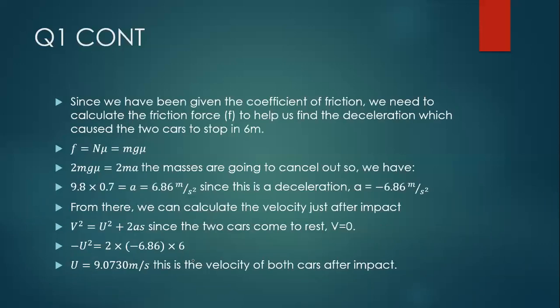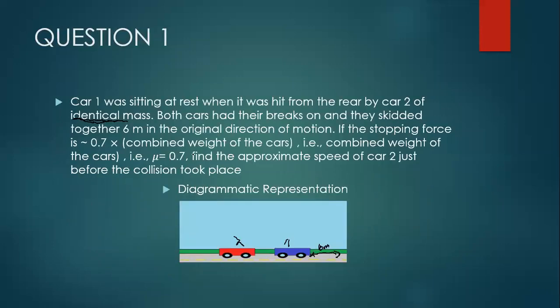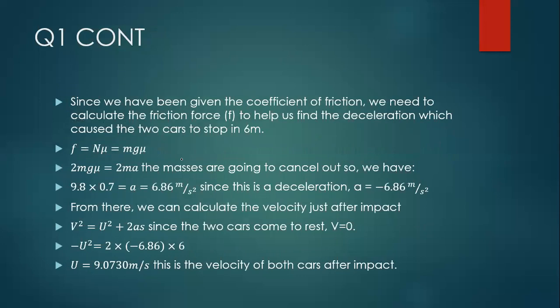And then equation 2. Since we have been given the coefficient of friction, let us also make another equation. It can help us to calculate the friction force, and the friction force will help us determine the deceleration. If we know the friction force, we can know the deceleration that caused it to stop in 6 meters.